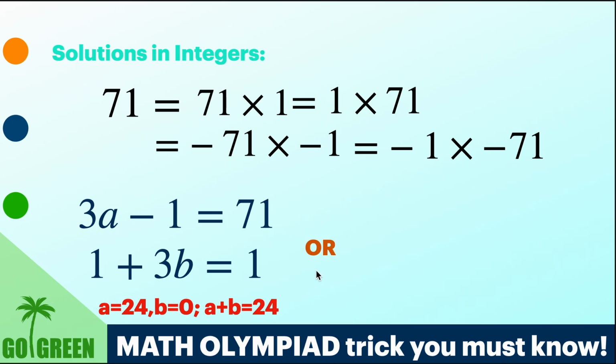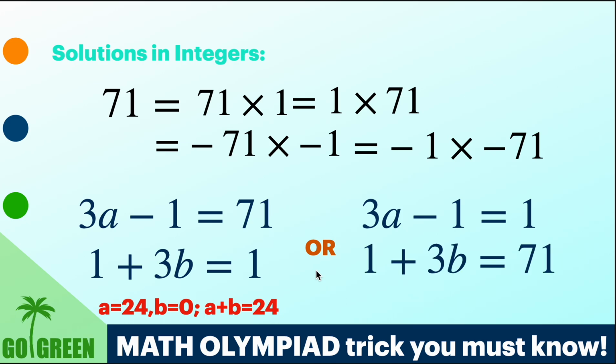Okay, what is the other situation? 3a minus 1 can be 1, and 1 plus 3b can be 71, right? In this case, can we have an integer a so that 3a equals 2? No, because 3a equals 2 means a is 2 by 3, which is not an integer, right? So in this case, there is no solution. So far we have got only one solution. Let us check with the negative numbers also.